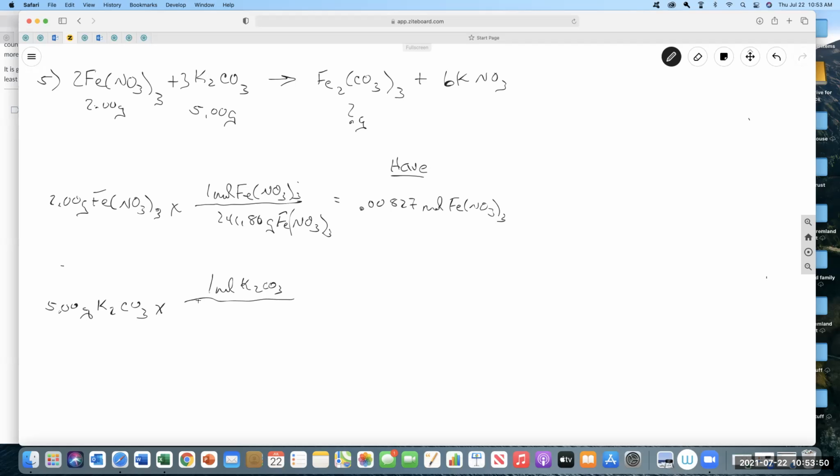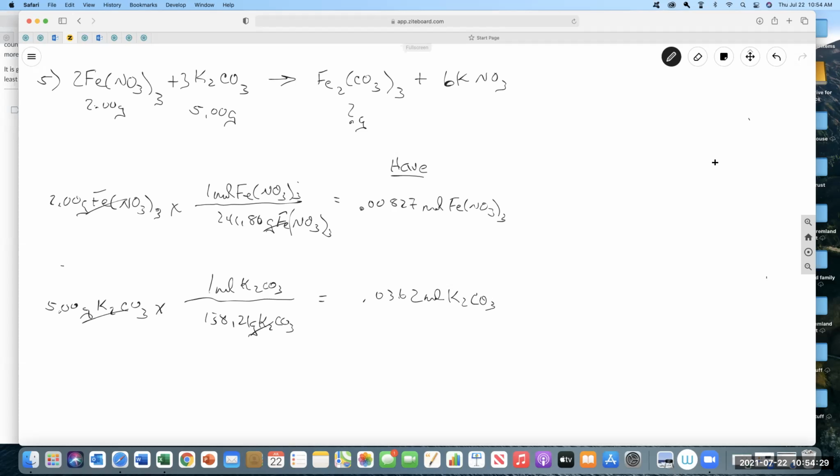oxygen times 3 plus carbon plus 2 times potassium. So yeah, 138.206 or 21 is fine. All right, so I get 0.0362 moles of potassium carbonate.